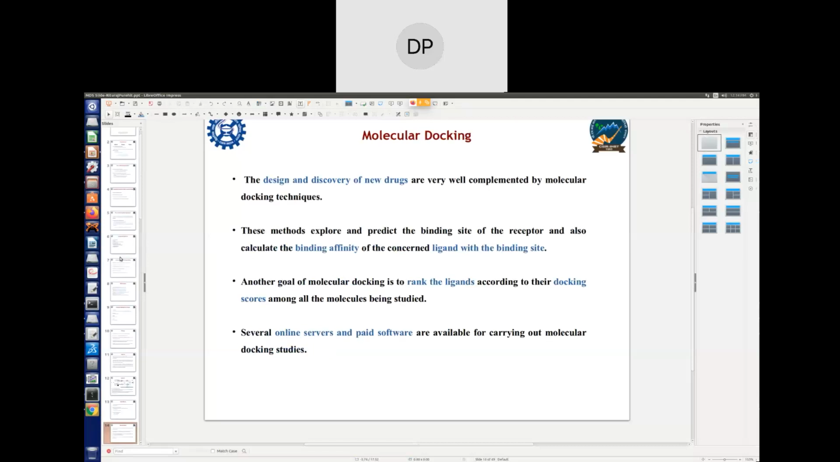So after having protein and the ligand, you need to go for some kind of techniques through which you can join these two molecules, right? So we have the molecular docking procedure, as you saw elaborately how we can do it. What is the concept? What are the things to perform everything? Dr. Pramod had already explained. So new drug discovery is very well complemented with molecular docking techniques.